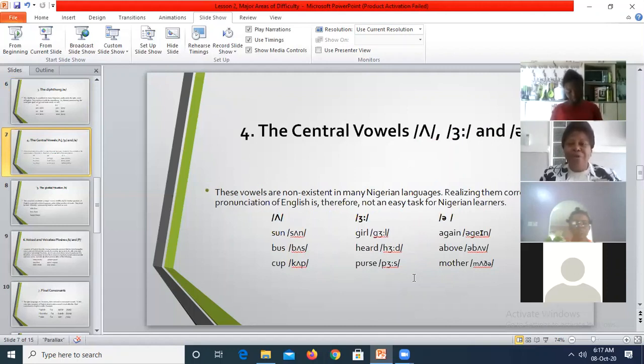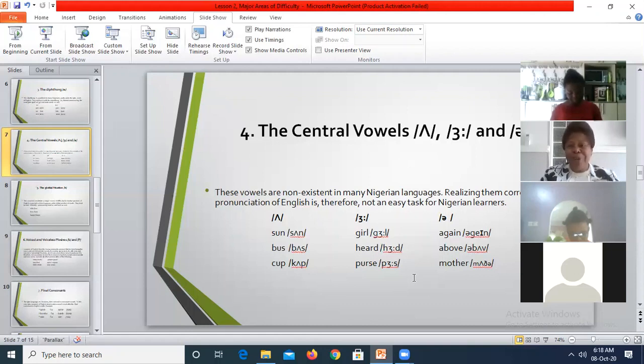The central vowel sounds: uh, as in cup, er, as in girl, and the shortest vowel, as in mother, can give you some difficulties when you come across them in your pronunciation. The reason is that we do not have these sounds in our native languages, and because we do not have them, you are bound to encounter some difficulties in your pronunciation of them. But then you gain mastery with constant practice.